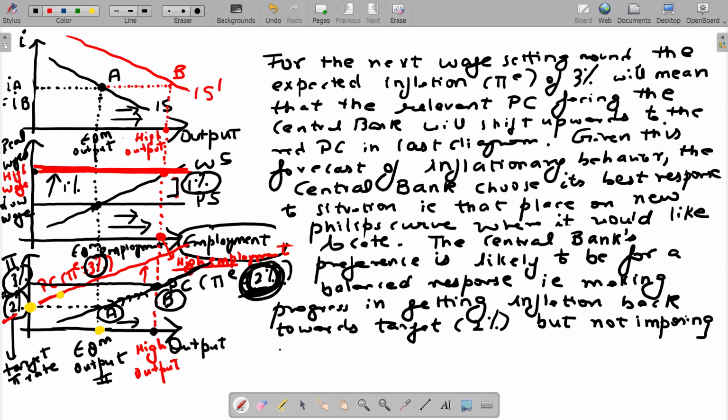But not imposing a harsh recession, such as point C. This is point C. Okay, let me use yellow color only. Now point C would mean that you are moving towards achieving a lower inflation, but then you have to face a harsh recession because this is way lower than your equilibrium output.